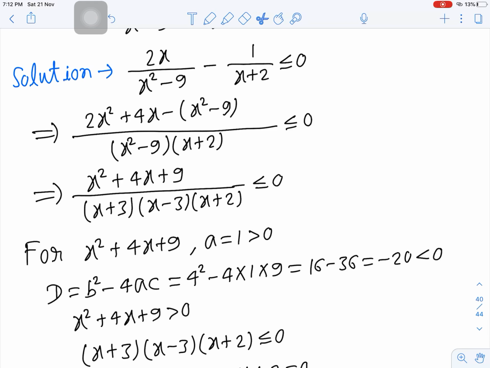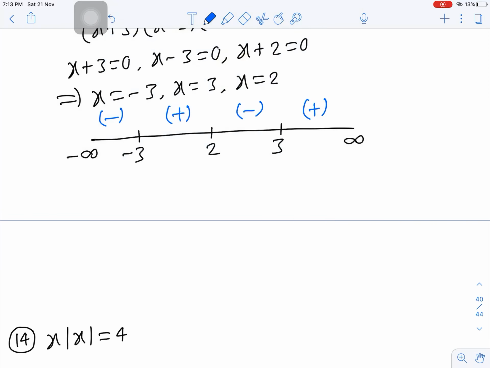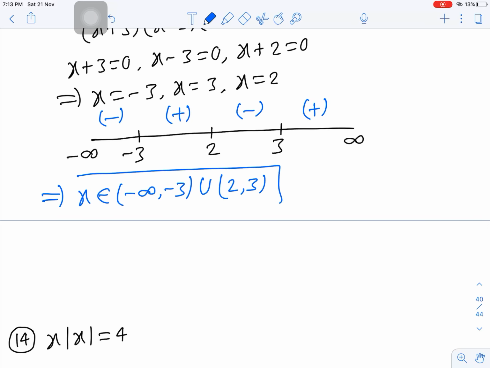Now for equal to 0, the factor must be present in the numerator, but in the numerator we don't have any factor because we already ignored it. So these factors are present in the denominator. The factors in the denominator can't be equal to 0, so forget about the equal to. The only possibility is less than 0. So where are we getting less than 0? When x belongs to minus infinity to minus 3, open interval, union 2 to 3. So this is the answer. Okay, thank you students for watching.